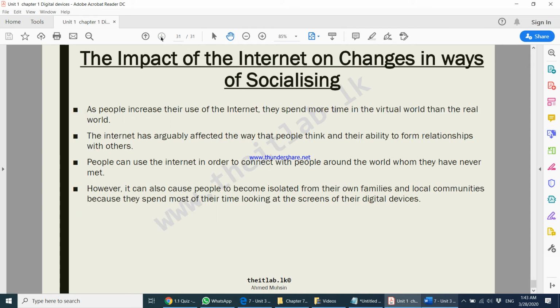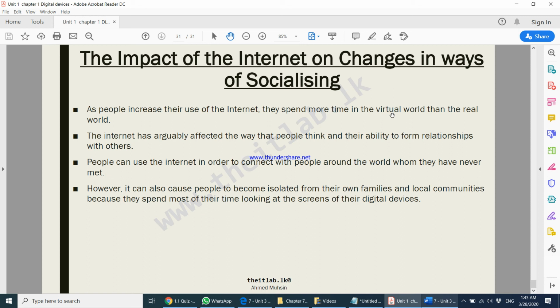And then the impact of the internet on changes in ways of socializing. As people increase their use of the internet, they spend more time in the virtual world than the real world. We spoke about this earlier also. Because of the internet and because of features like social networking and all that, people are more in the virtual world than the physical world. Okay, so you'll find somebody is busy communicating with somebody who's so many miles away, but the person who is physically next to him will not be having his attention.